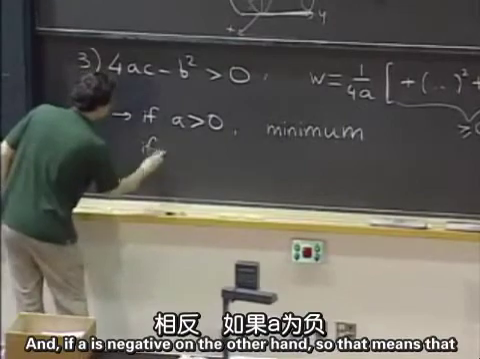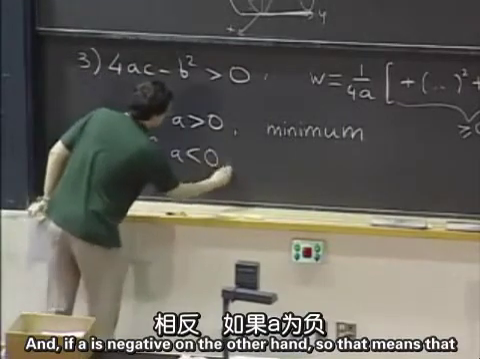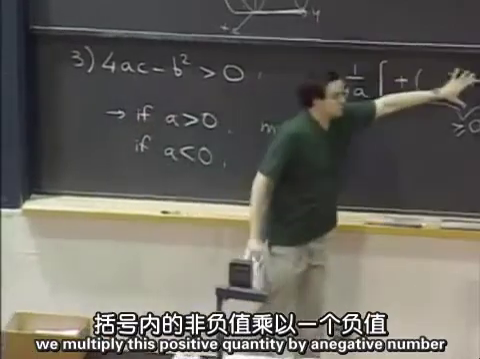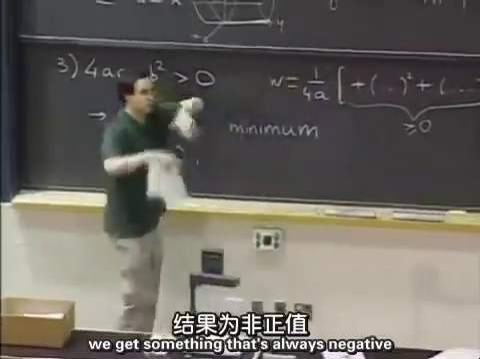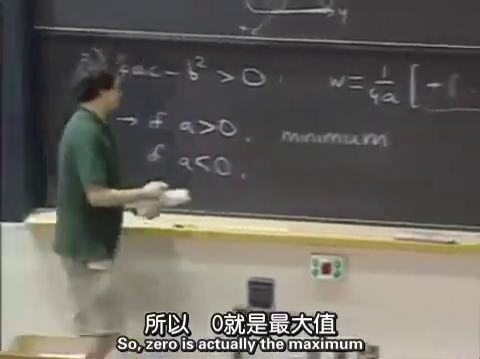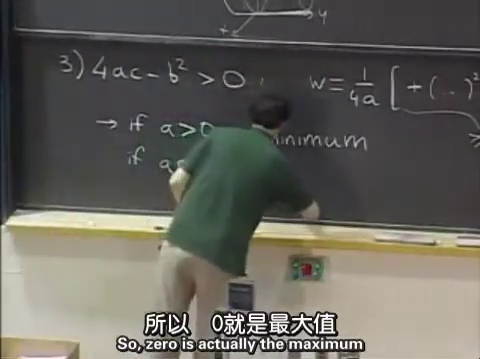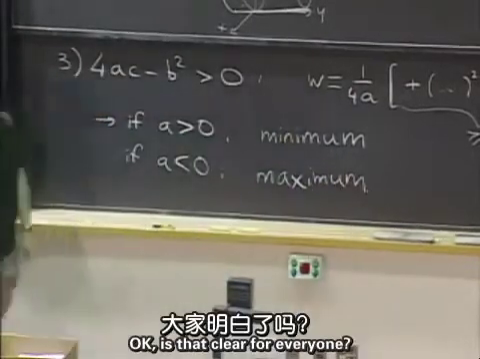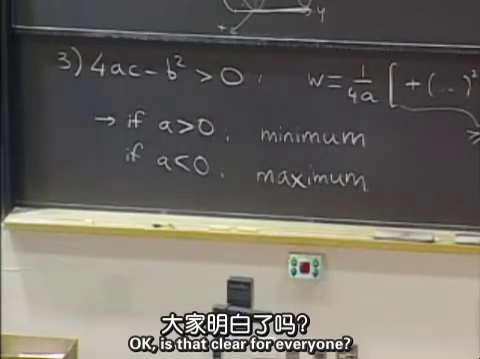And if A is negative, on the other hand, that means we multiply this positive quantity by a negative number, we get something that's always negative, so 0 is actually the maximum. Okay? Is that clear for everyone?